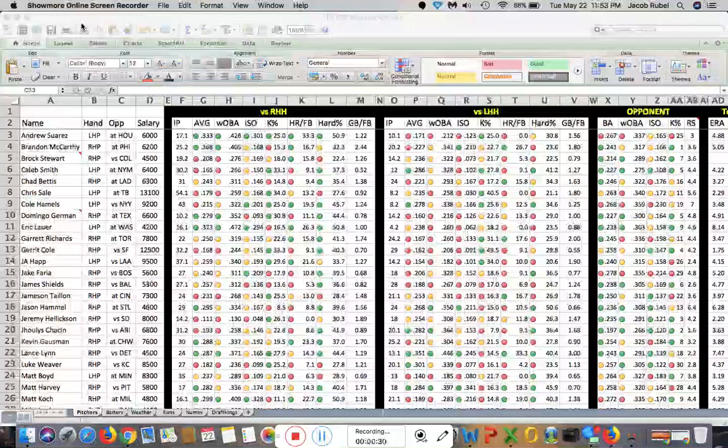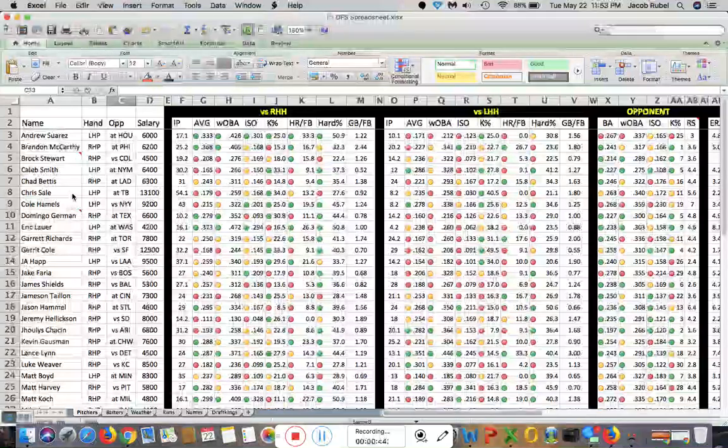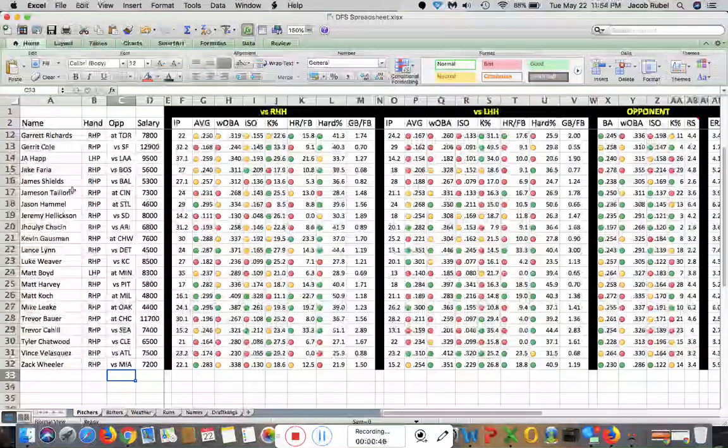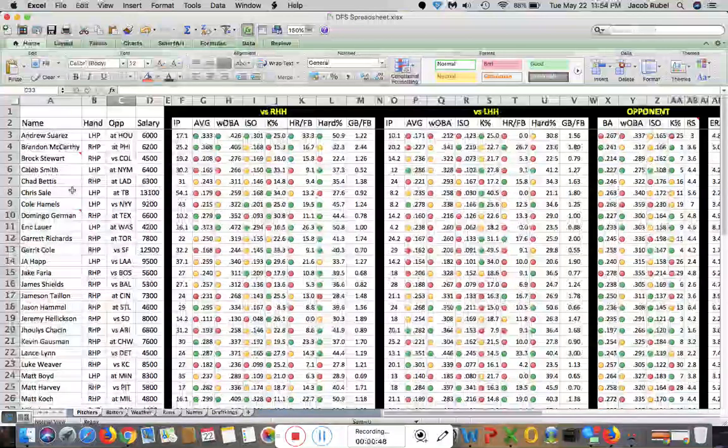On the screen is a sample of a spreadsheet from today's 15-game slate on May 22nd. The first tab you'll see that I have opened is the pitcher spreadsheet. As you will see, I have listed in alphabetical order all 30 pitchers that were on the slate today. By column, you will see their name, the handedness of the pitcher, the opposing team, and their DraftKings salary. If you're not playing on DraftKings, then you can obviously ignore this column.